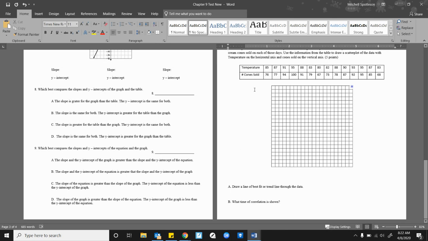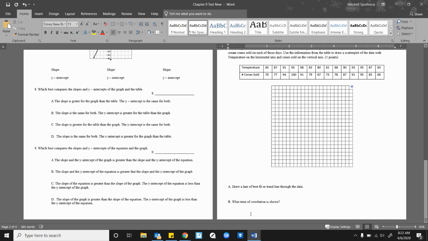Let me say that again. For temperature on this side, start at 80, go up by 2s. For number of cones sold on this side, start at 65, go up by 5s. Draw a line of best fit, and then what is the correlation that you see?